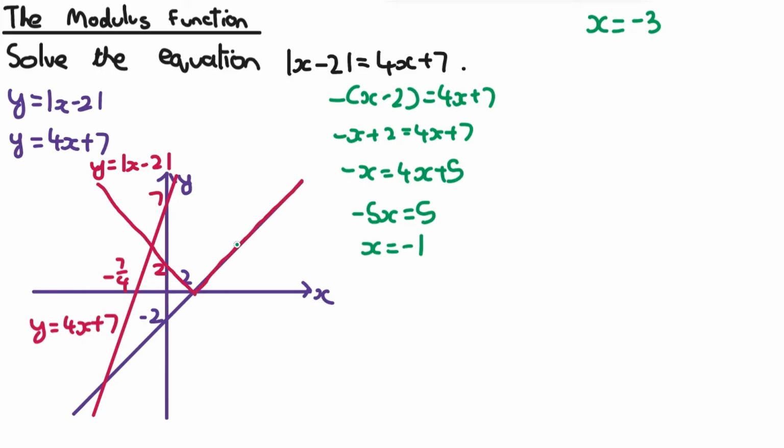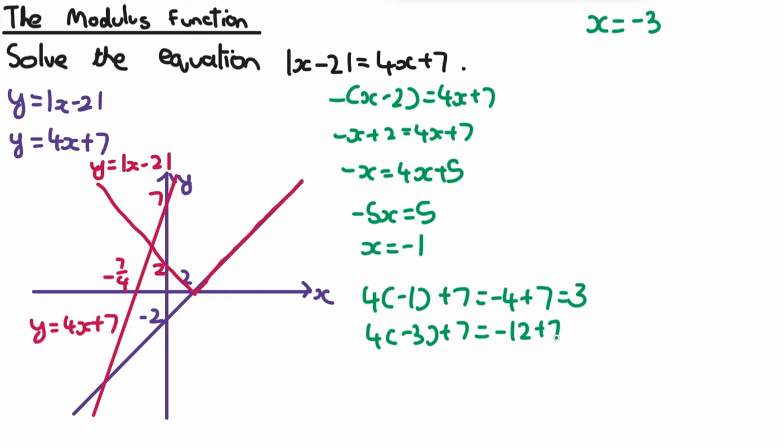Another way you could check your answer to see if it's correct is if you sub them into this line. So if you sub minus 1 into this line, you get 4 of minus 1 plus 7, which is equal to minus 4 plus 7, which is equal to 3. And if you sub in minus 3 into this line, you get 4 of minus 3 plus 7, which is equal to minus 12 plus 7, which is equal to minus 5.